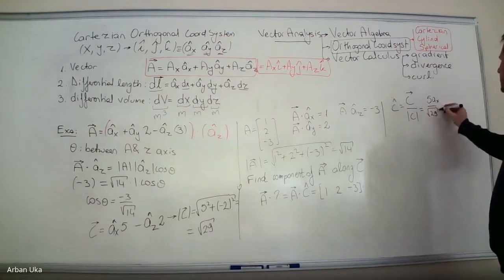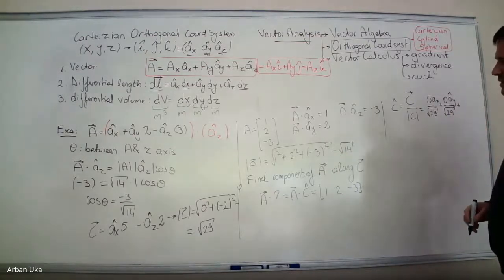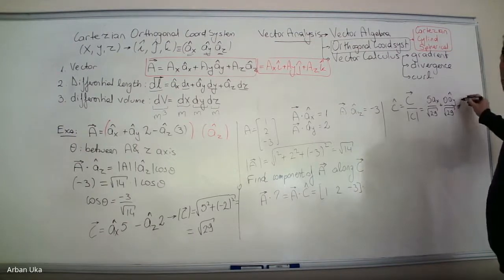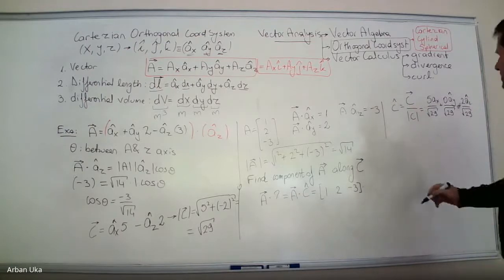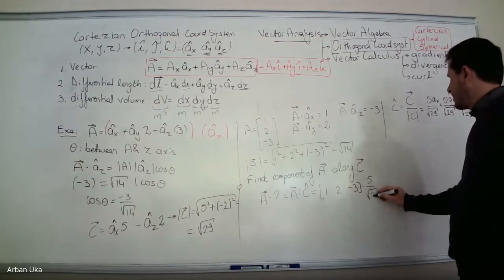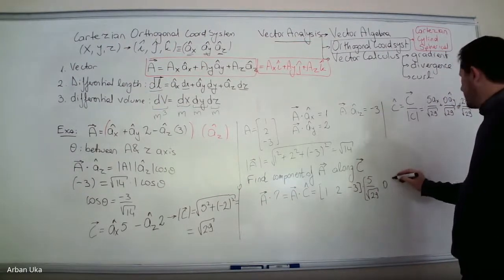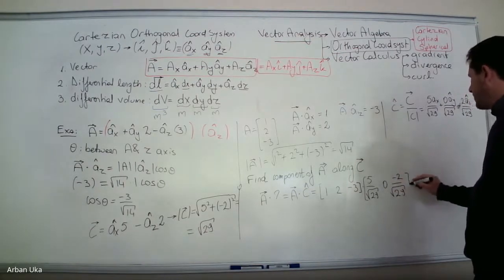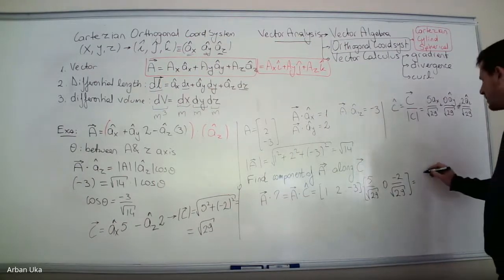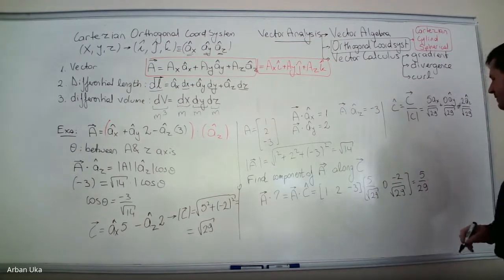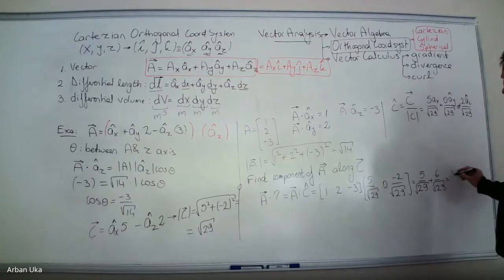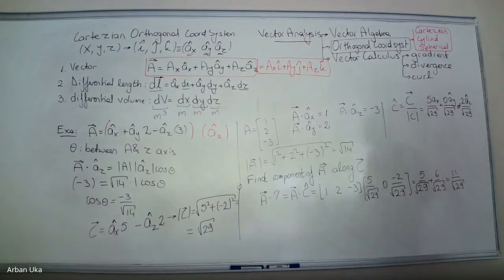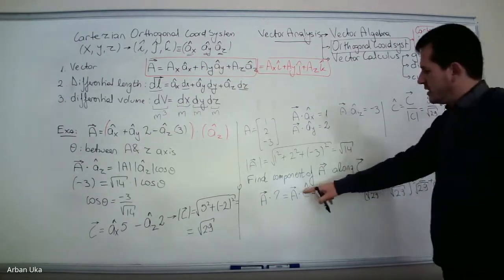5ax divided by square root of 29 plus 0 ay divided by the square root of 29 plus, what is it? Minus 2 az divided by the square root of 29. That is good. So here we just multiply these with 5 divided by square root of 29, 0, minus 2 over square root of 29, and here we get 5 over square root of 29, plus 6 over square root of 29. And this is equal to 11 divided by the square root of 29, and this is the projection of A along the direction of C.